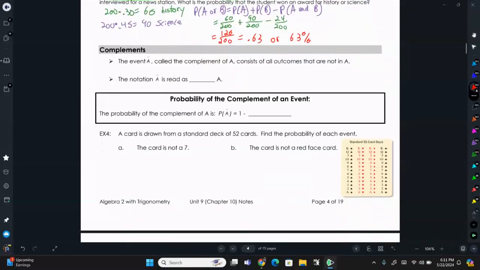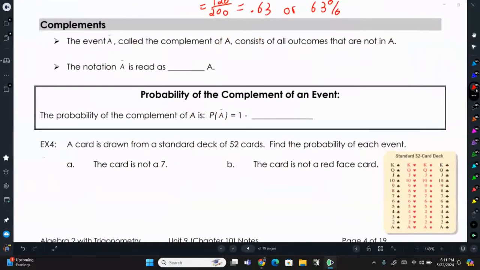And the last thing we'll talk about is something called the complement. The complement of an event are the outcomes that we don't want. It's noted with this little bar above it, which is read as complement of A. So, for example, if the event that we were focused on was the probability of rolling a 5 on a dice, the complement would be not rolling a 5, or rolling a 1, 2, 3, 4, or 6.